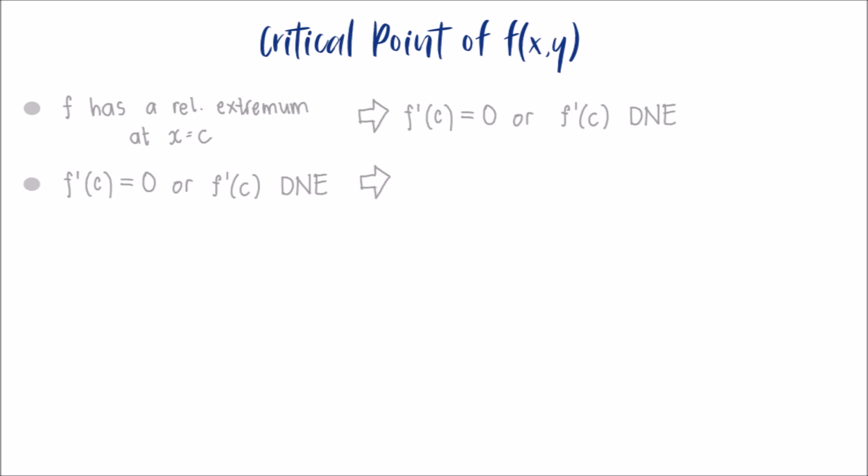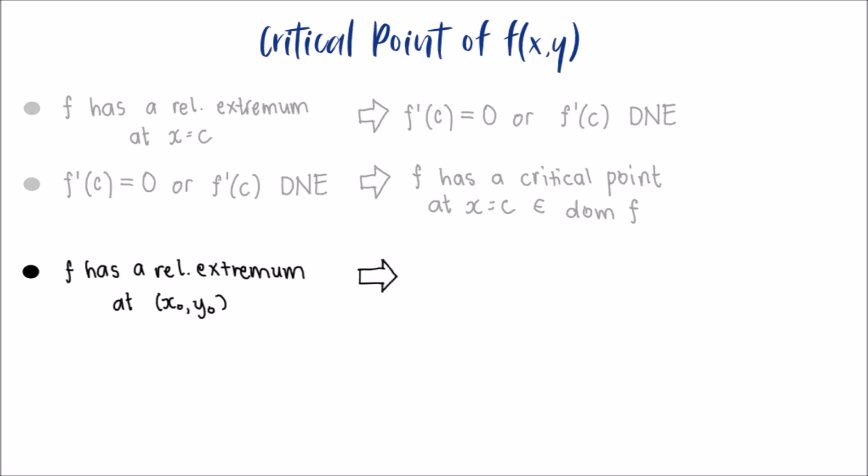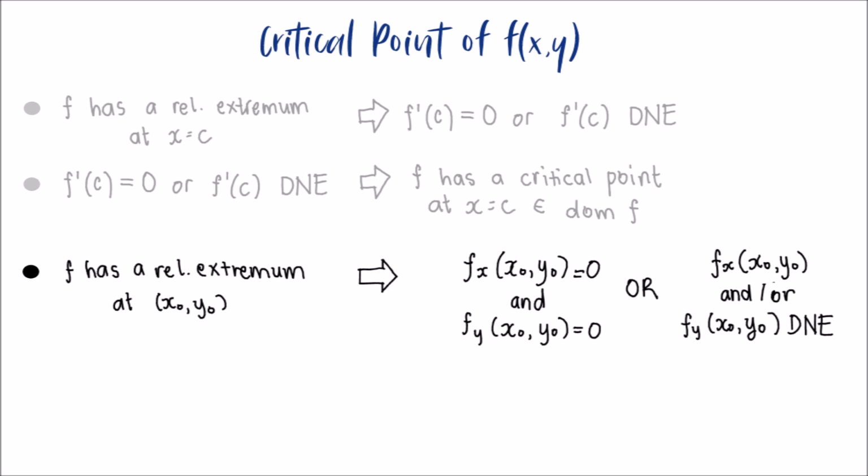Now, is the converse of this result true? Not necessarily. If the derivative of f at c is 0 or undefined, then possibly f has a relative extrema at x is equal to c, but we are not sure, thus we only call them critical numbers or critical points of f. This concept is analogous for the function f of x, y. If f has a relative extremum at x0, y0, then the two partial derivatives f sub x and f sub y are 0, or at least one of these derivatives does not exist.